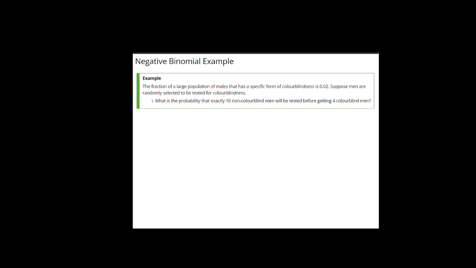This is a negative binomial problem. My objective is to obtain 4 colorblind men, and I will keep testing until I find the fourth. What's the probability that exactly 10 non-colorblind men are found before the fourth colorblind man is detected? What does this mean? It means that after testing 13 men, exactly 3 were colorblind and 10 were not. And then on testing the 14th man, that person was detected to be colorblind.